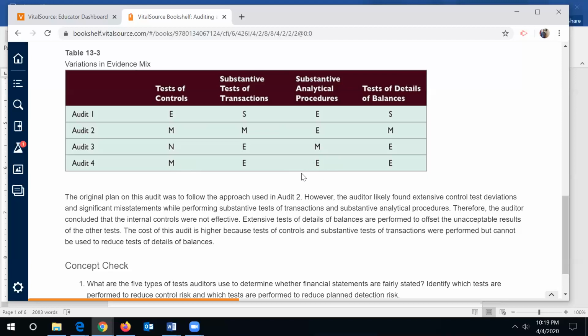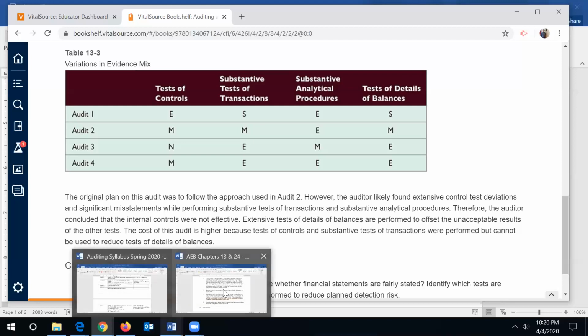So since things were not going so well on tests of controls and analytical procedures, they did extensive substantive tests of transactions and extensive tests of details of balances. I think they found some problems. Audit 4 is the most expensive audit yet. They did, again, not that many of the cheap test of controls, but extensive everything else. And these extensive tests of details definitely drove the bill up. They did as well on audit 3. With these audits, as we go down the list, these audits get more expensive. So audit 1, not nearly as expensive as an audit 4.